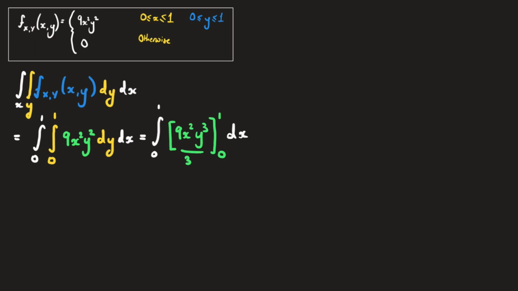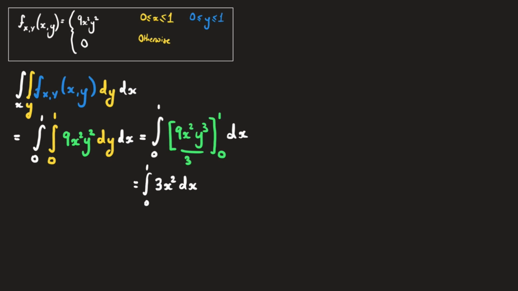Now if we substitute in our limits 1 and 0, we've got 9 over 3, that'll just become 3x squared, times 1 cubed minus 0 cubed, which will just be equal to the integral between 0 and 1 of 3x squared dx.